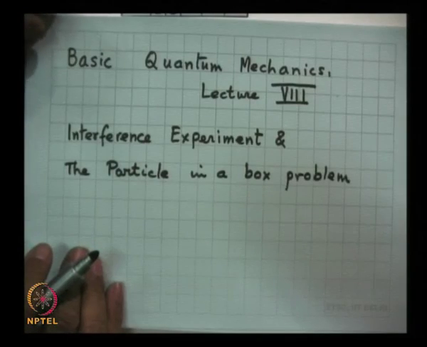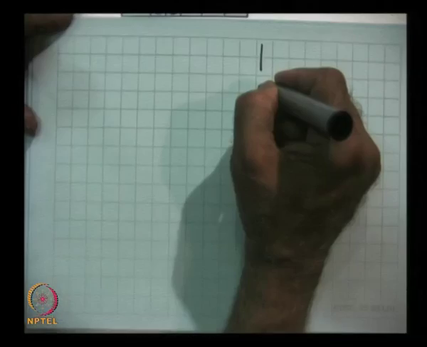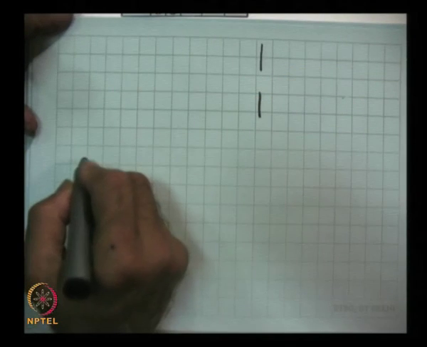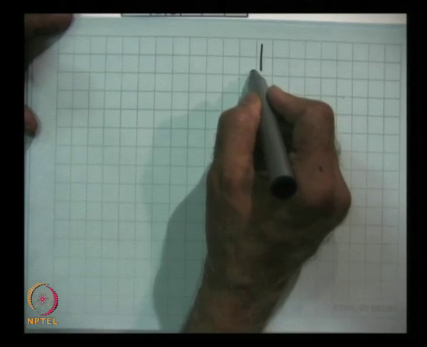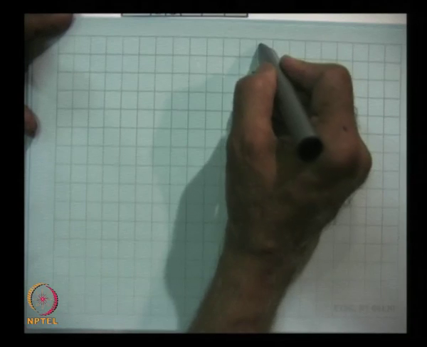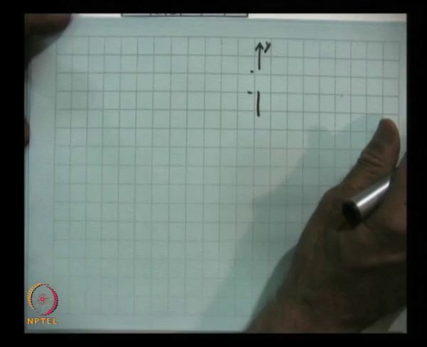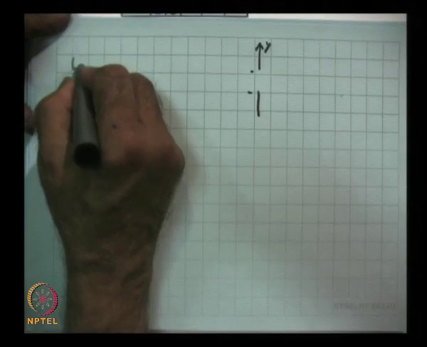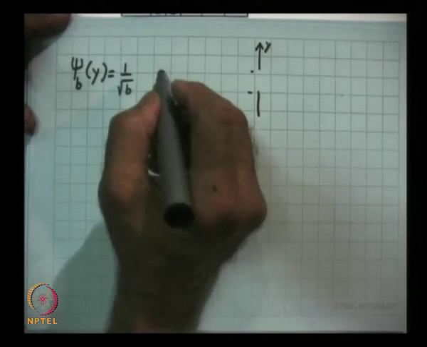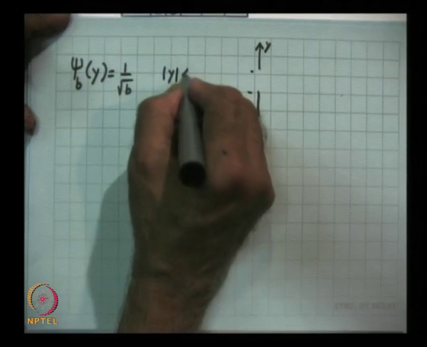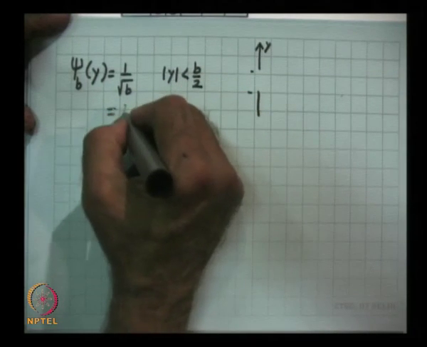In our last lecture, we considered the single slit diffraction experiment. In that experiment, we assumed that there was a slit of width b, and so the electron was described by a wave function which was constant in this region. This is my y axis, and 0 everywhere else. So, we assumed psi b of y equal to 1 over root b for mod y less than b by 2 and 0 everywhere else.